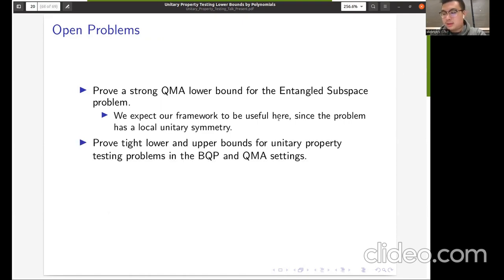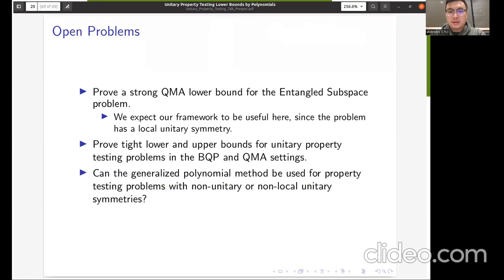Secondly, we do not have tight lower bounds for some of our problems, such as the recurrence time problem introduced earlier. And it would be interesting to see if our techniques can be extended to prove tight lower bounds for this problem in the BQP and QMA settings. Finally, as all of the problems that we discuss have unitary or local unitary symmetries, it would be interesting to investigate whether or not our methods can be used for problems with other types of symmetries.